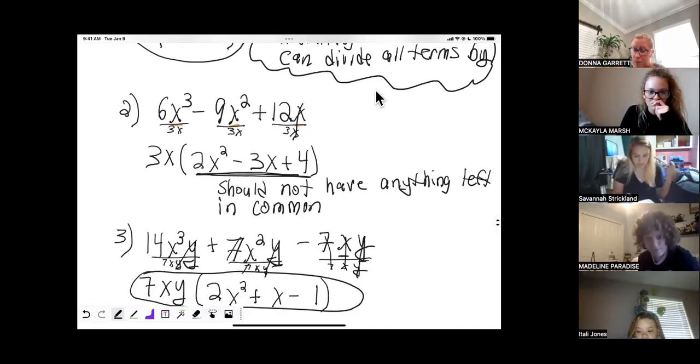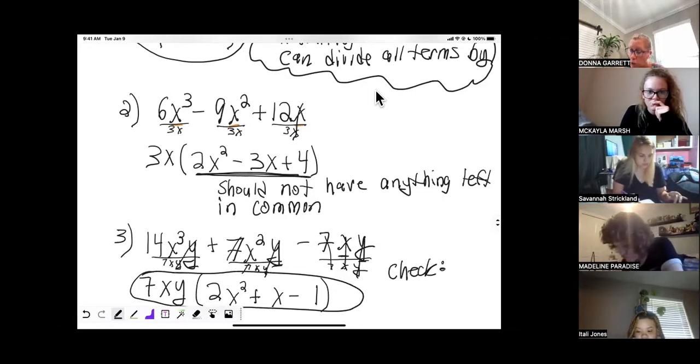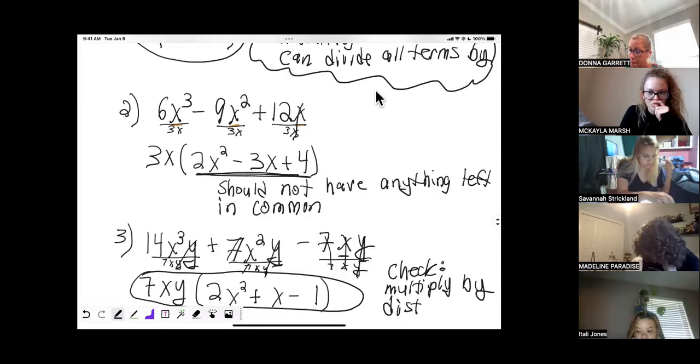Now, these are really nice because you can check your answer. How do you check your answer? Multiply it back through. If you distribute and multiply 7xy to all your terms, you have to come out with your original problem. And if you don't, you did something wrong. So when you first do these and you haven't done these in a while, I would 100% multiply that all the way through to check your answer, see if you did it right.